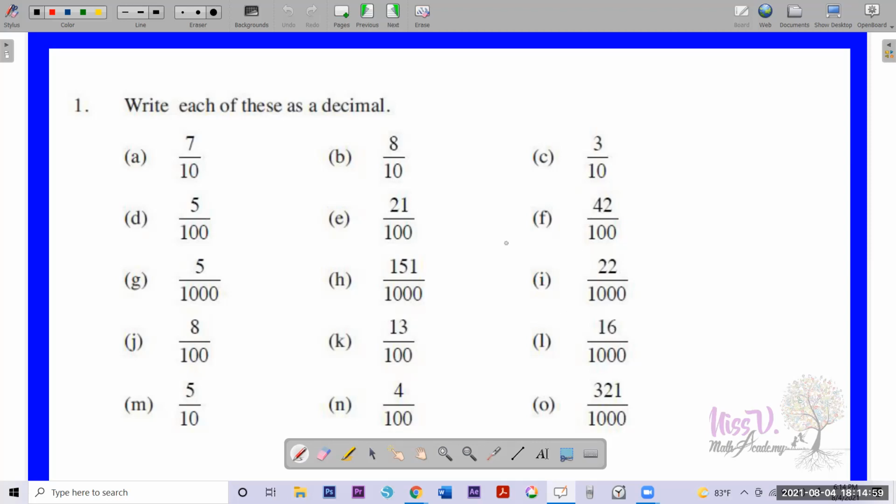A, B, let me just put a tick. I'll put a tick next to the questions that we're going to be doing now. So A, B, C, D, E, and F. And G.